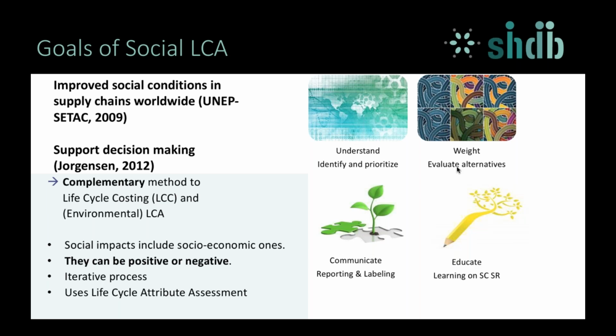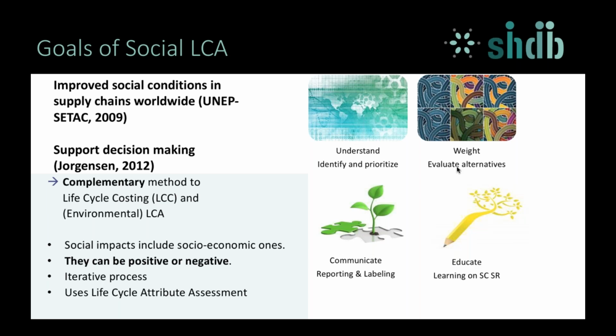It can help to evaluate alternatives, to communicate about social impacts, and to educate on supply chain social responsibility. It's a complementary method to life cycle costing and environmental LCA, part of the life cycle sustainability assessment. It includes socioeconomic impacts. It addresses positive and negative impacts. It's an iterative process, just like environmental LCA. So you can go from generic data to more and more specific ones. And life cycle attribute assessment is a core component of the methodology, and we'll present a little bit more of what it means.